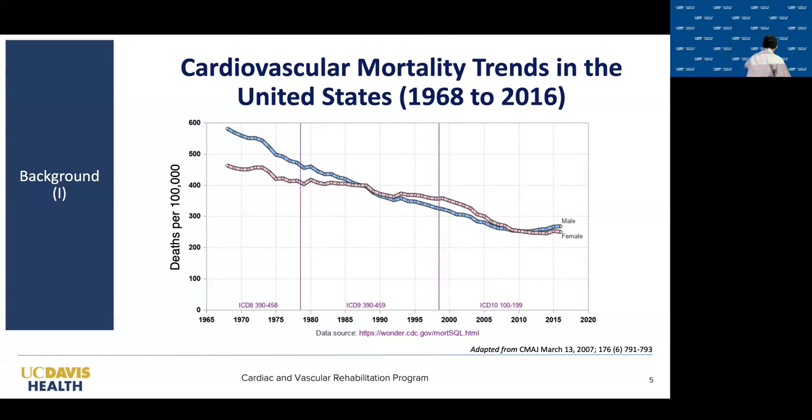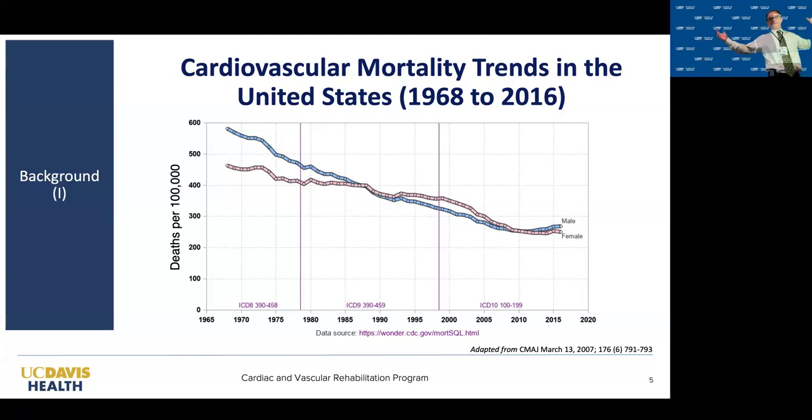What I want you to see is that for the latter part of last century, there was a decrease. But if you notice, right around 2010, it stopped decreasing. So we have hit a wall. We're no longer decreasing the amount of death due to cardiovascular disease. Now, all my colleagues at UC Davis can tell you, we've only gotten better at treating cardiovascular disease in the last decade.